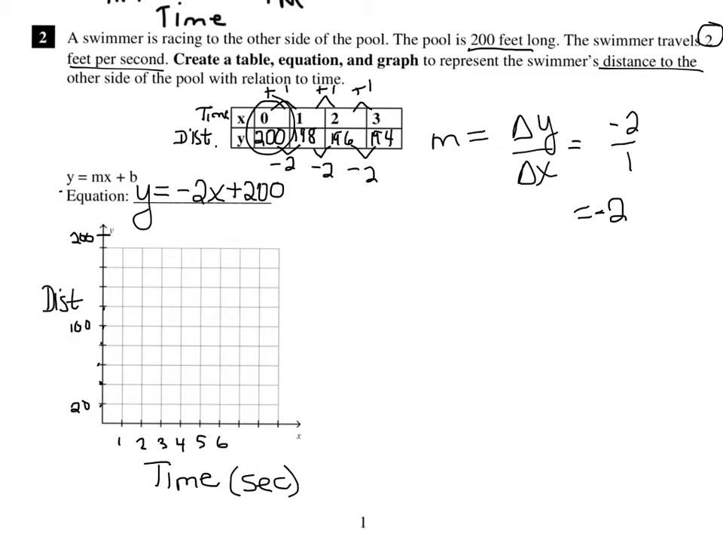So at the beginning, we'll plot 0, 200. And then 1 second goes by, and he only has 198. And then another second goes by, he has 196. I know those aren't perfect, but as long as you have a graph that starts at 200 and it goes down by 2 every time, we're good.